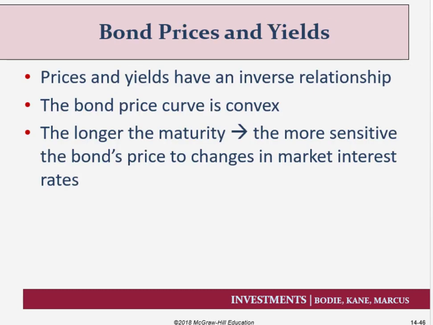So let's think about bonds and prices and how we can pool all these things together, right? Prices and yields move in opposite directions. The price curve, though, if you were to graph, I'll show you here in a second, if you were to graph the returns and the prices of bonds based on the required returns of the company, you see that it is not a straight line. It is a curvilinear function. And the longer the maturity, the more sensitive the bond's price is to changes in the marketplace.